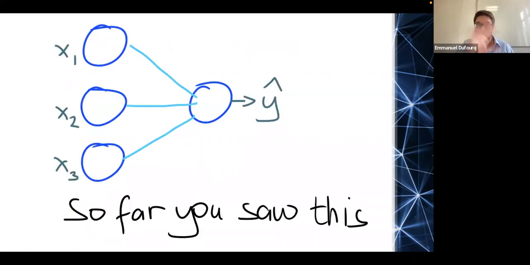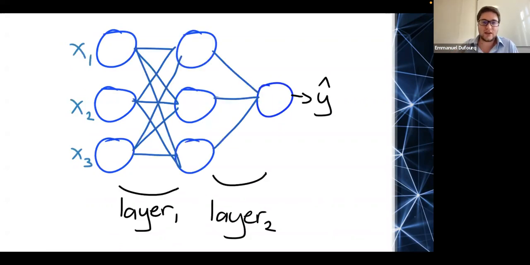So far, you've seen our little pictures that look like this, where we have the inputs, and then we have an output, and then we have the weights that go from the input to the output. But we can add a little bit of complication. In other words, we can have our inputs, and then we can add a new layer and then have our output. So in this case, we have a 2-layer neural network.